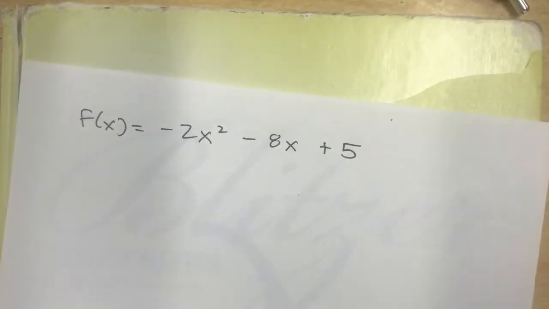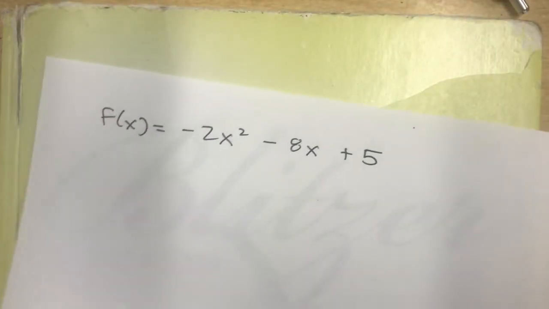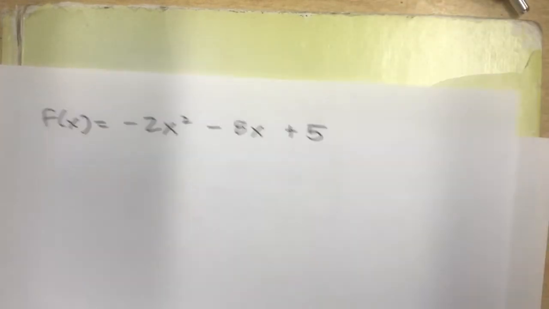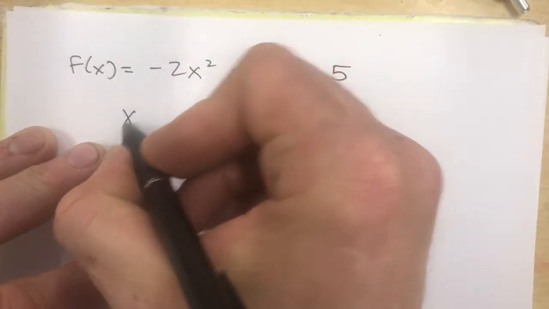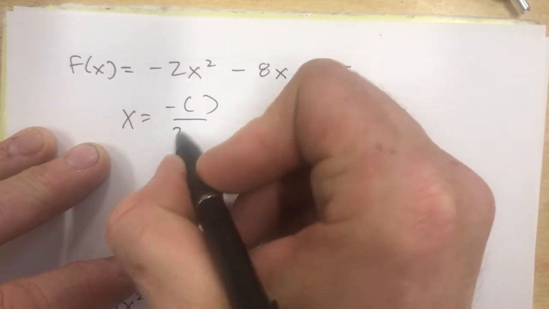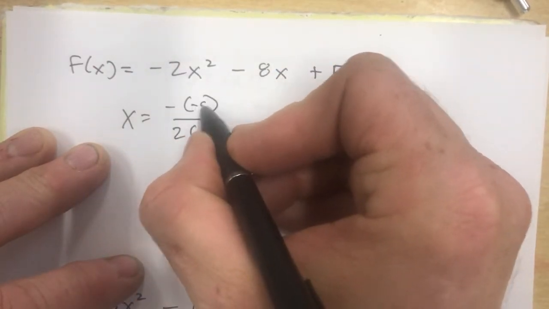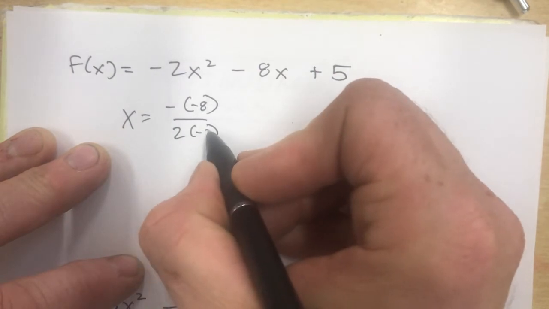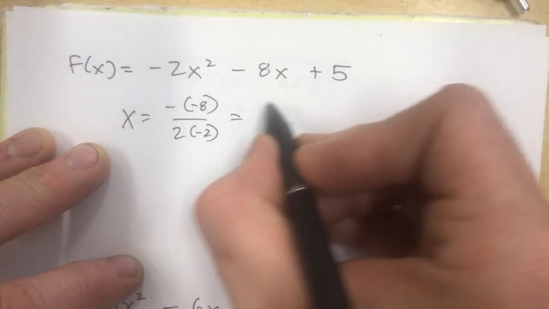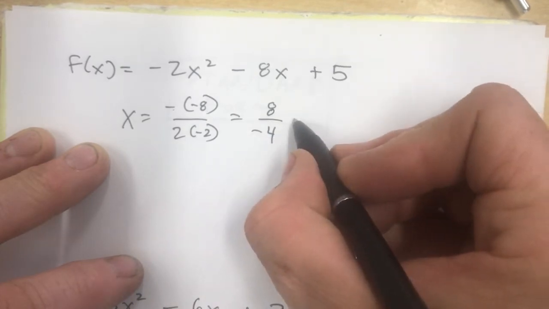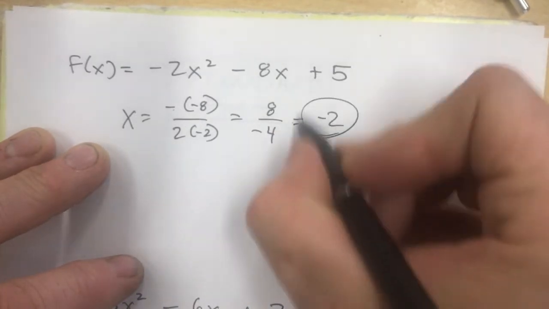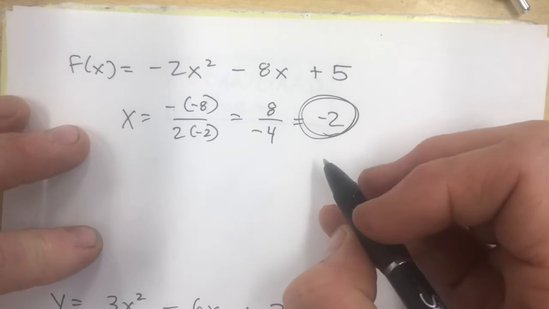Just a few more here. So I'm going to do x equals -b over 2a. My b is -8 this time, and my a is -2, which gives me a +8 on top, and a -4 on the bottom. And if I divide those, I get -2. There's my axis of symmetry right there.